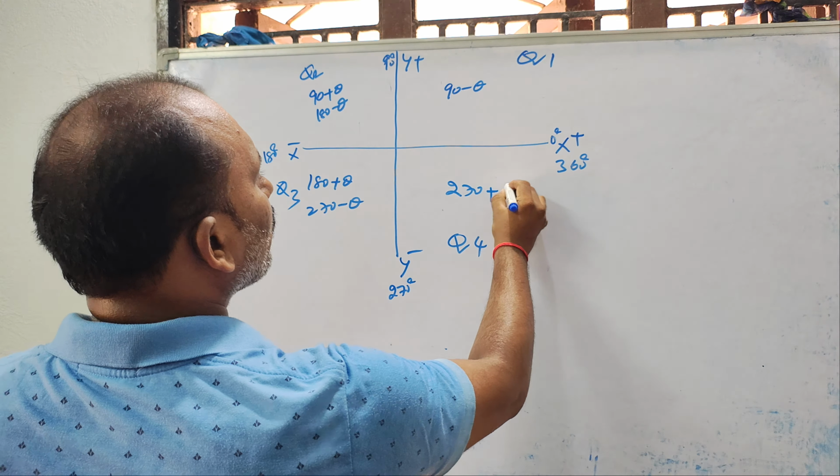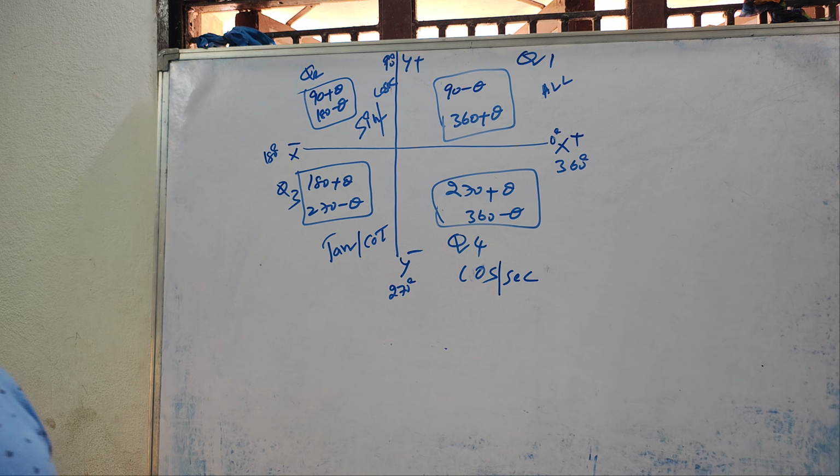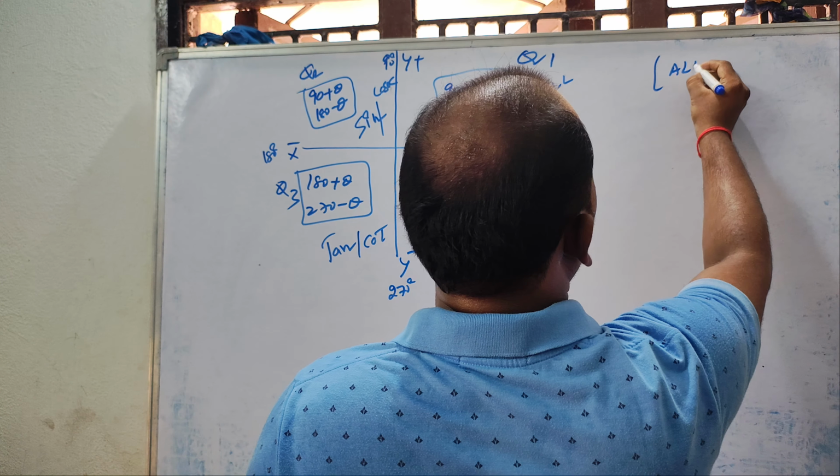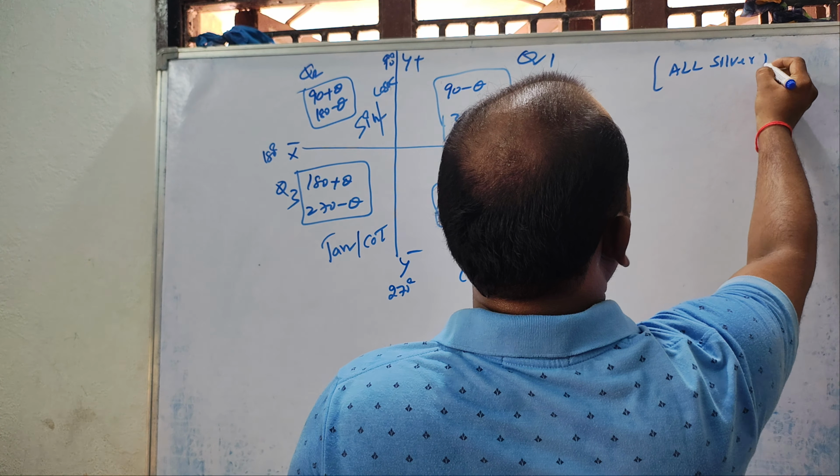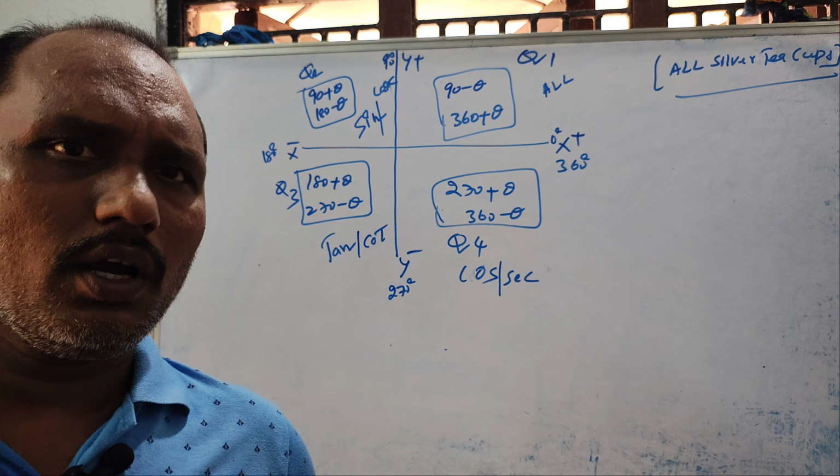So we learn one slogan: All Silver Tea Cups. Everybody learn this one. Cos means their inverse secant, tan means their inverse cot, sin their inverse cosecant. So keep in mind, guys, this one. All Silver Tea Cups. For learning easily, we have to use this formula.